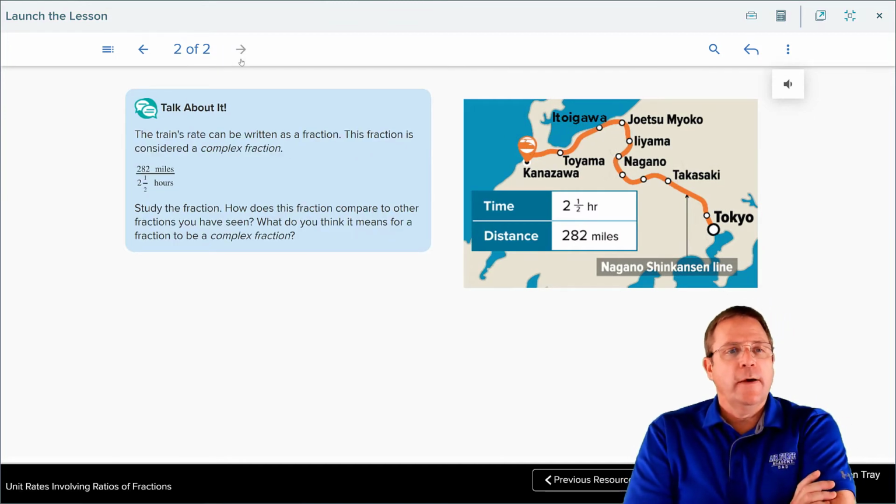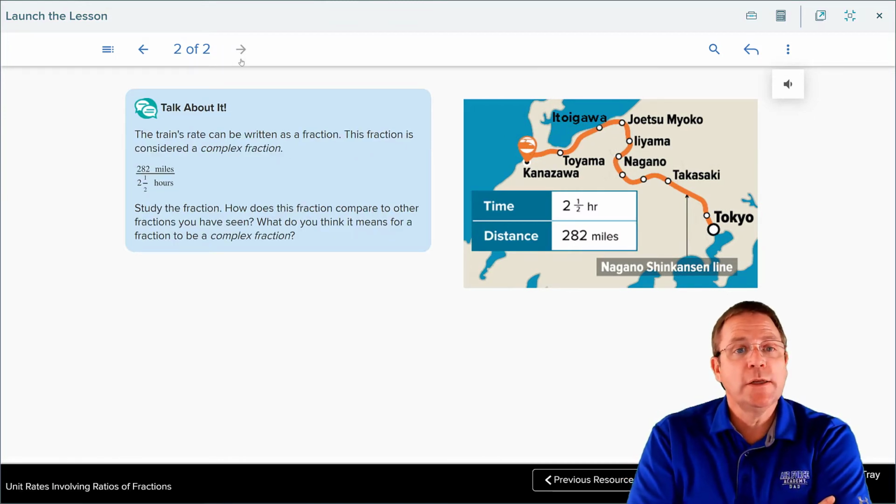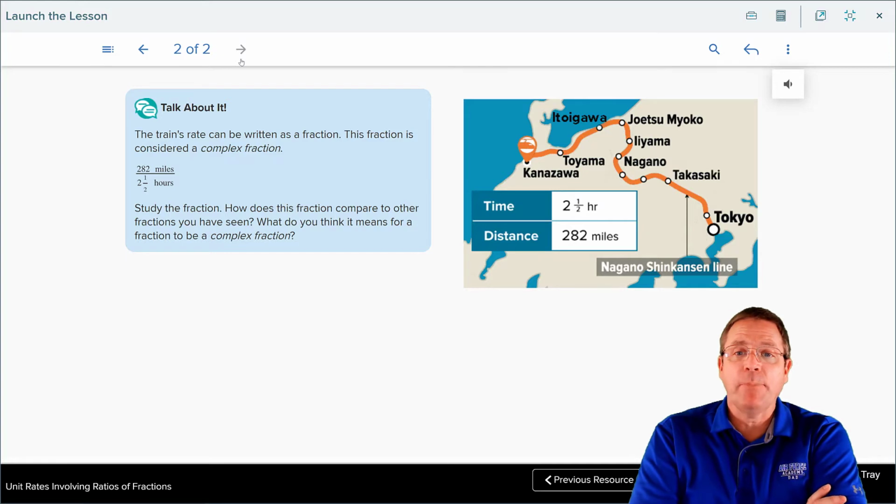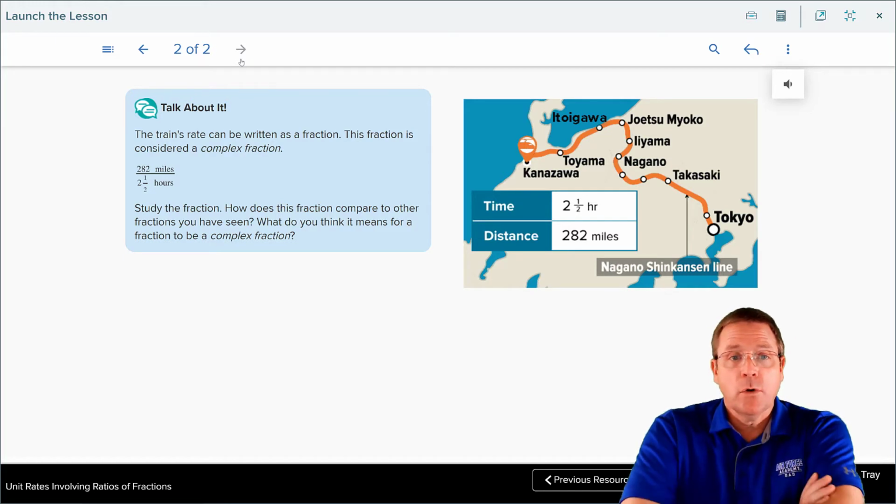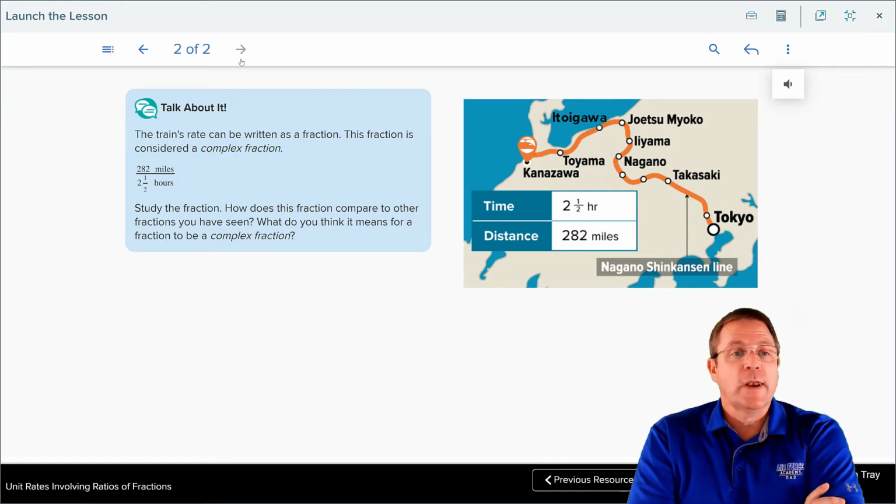An example of how they would use it is they would say the train's rate can be written as a complex fraction where you have a whole number, 282, on the top, and in the bottom you have a fraction or a mixed number inside your fraction. Guys, I hate complex fractions, but we're going to learn how to deal with these today so that they're not so bad.